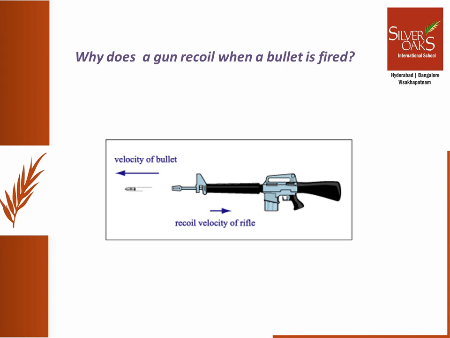Now let's consider the acceleration experienced by both the gun and the bullet. Since the gun has much greater mass, its acceleration will be less compared to the acceleration of the bullet.